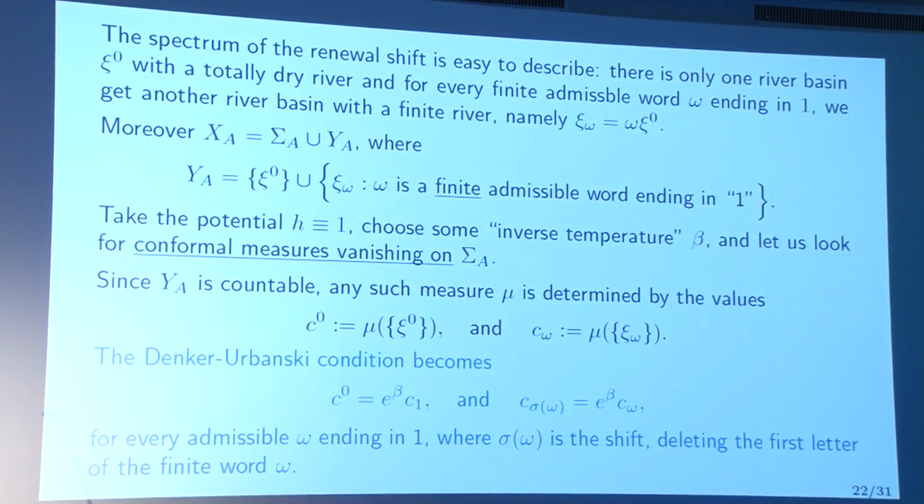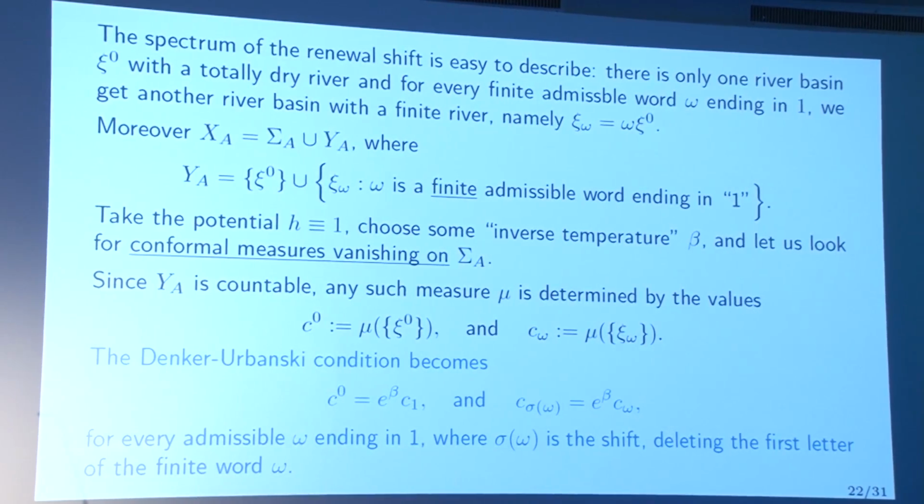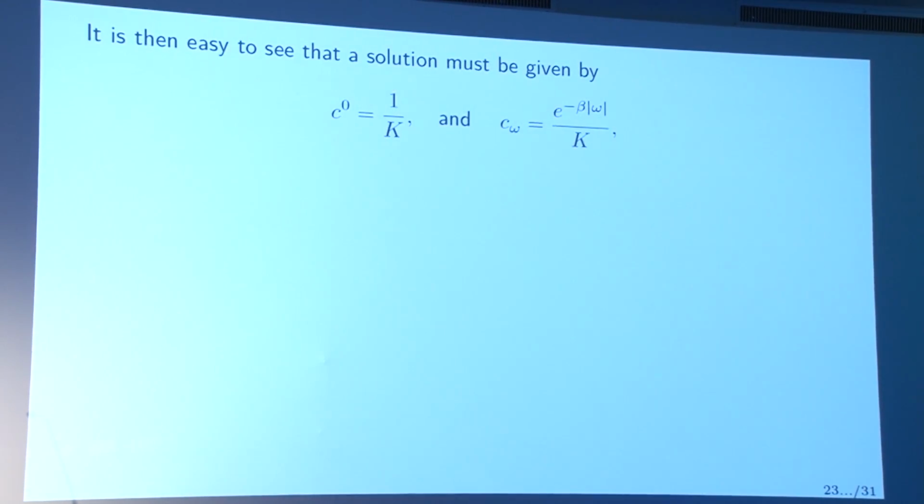And if you look at any one of those conditions, for instance, the Dankler-Urbanski condition, the condition says that the values of the measure on the sets has to satisfy these conditions. And then it's easy to solve the equations. And this is the solution of the equation.